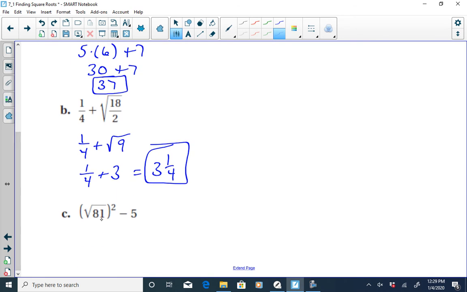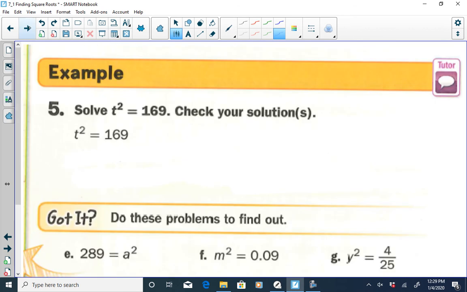And our next example, the square root of 81 and the square of the square root of 81, they're opposite, so they're going to cancel each other out. So what's left is the radicand, the number beneath the radical. So we have 81 minus 5, which would be 76.